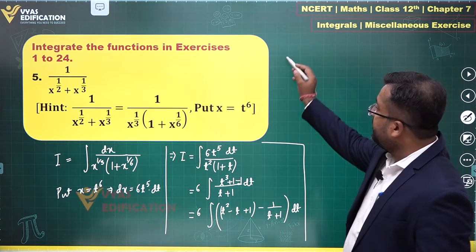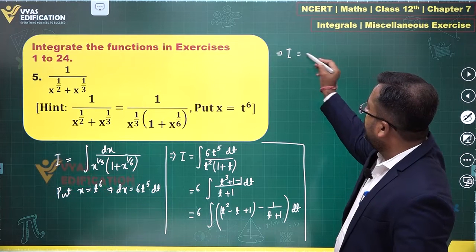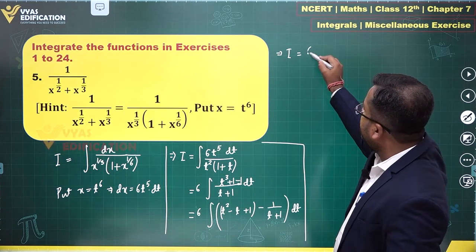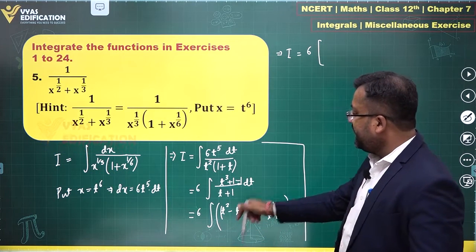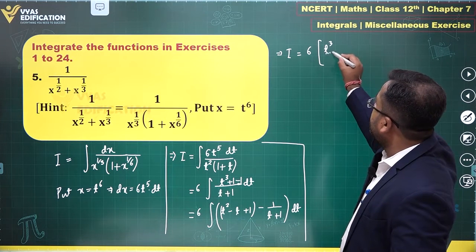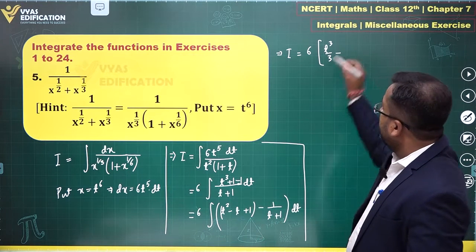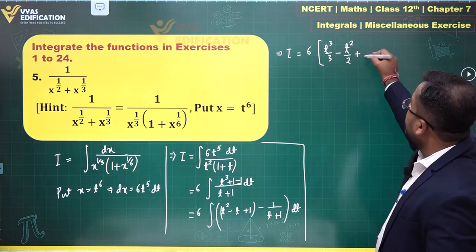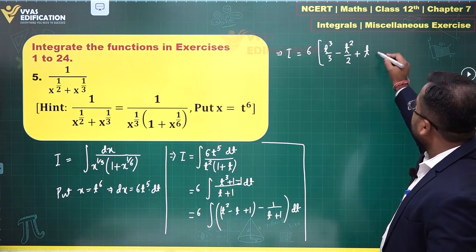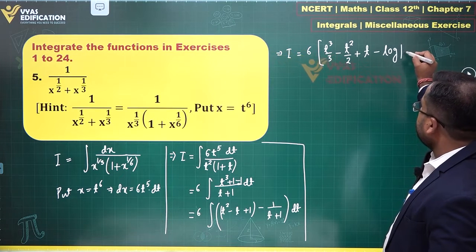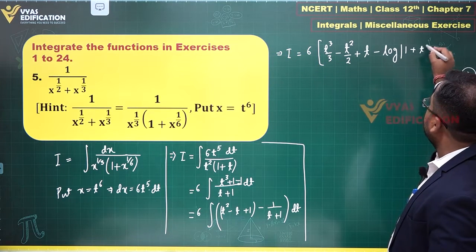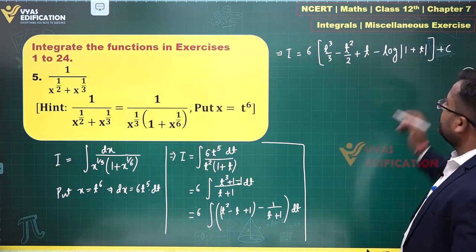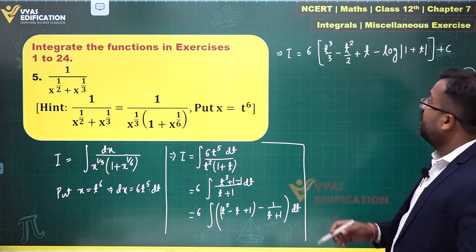After this, I will be equal to what? Now you can simply integrate this. In the bracket, the integral of t square will be t power 3 by 3 minus t square by 2 plus the integral of 1 will be t, minus log modulus 1 plus t, bracket close, plus constant of integration. This is what you have.